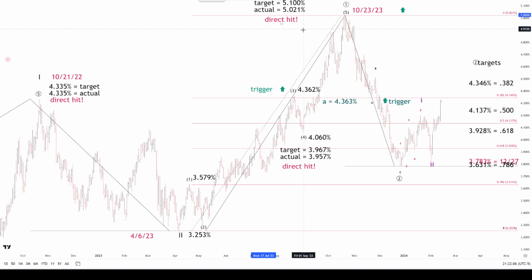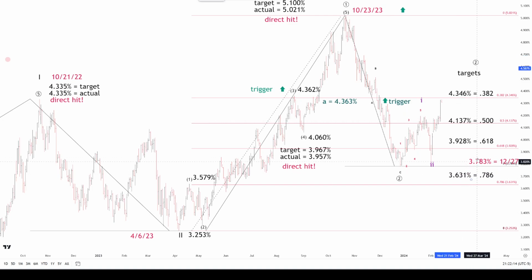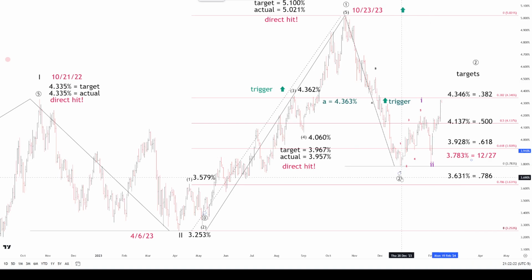2/100ths of a point. Okay, and we've got this ABC down. We're calling this wave 2. You can see that retracement ended up right between the 618 and the 786 at 3.783%. So we had that down here. We counted 5 waves up in red. I need to adjust those so that 4 does not overlap 1.